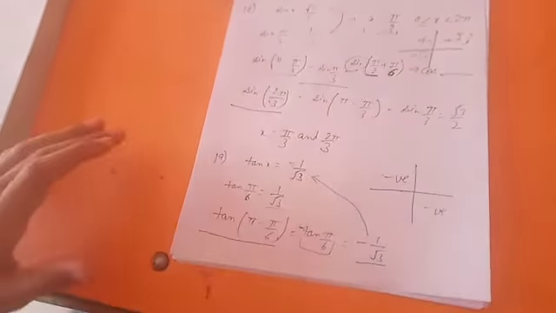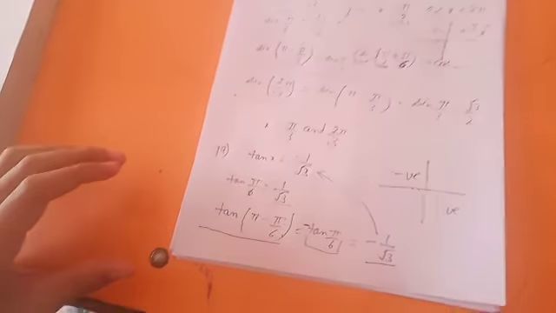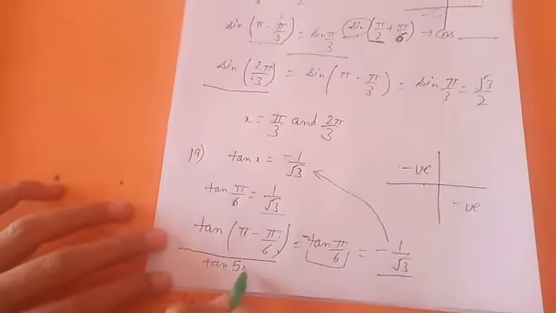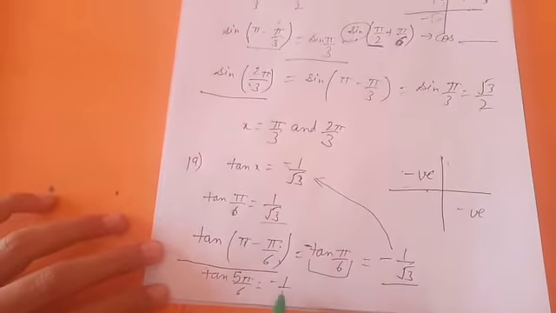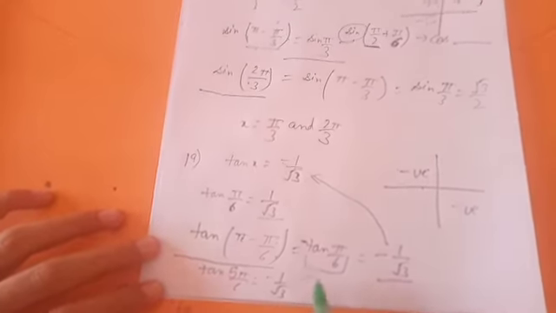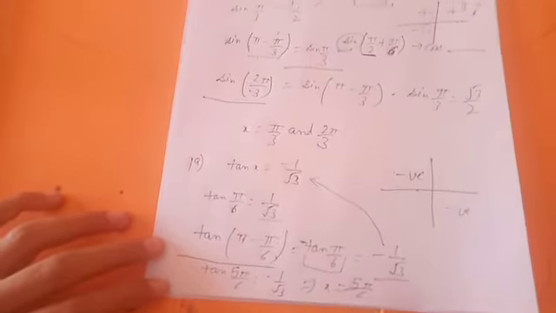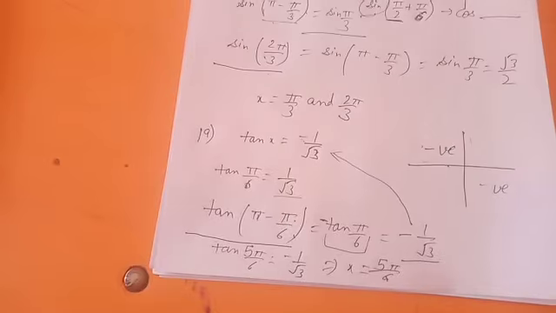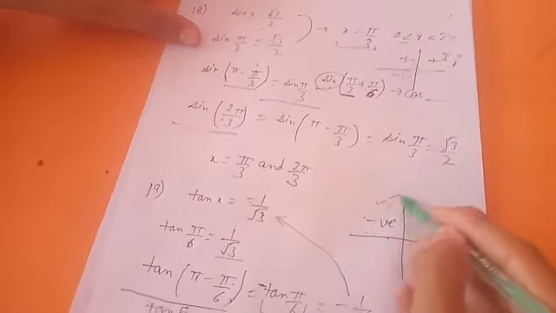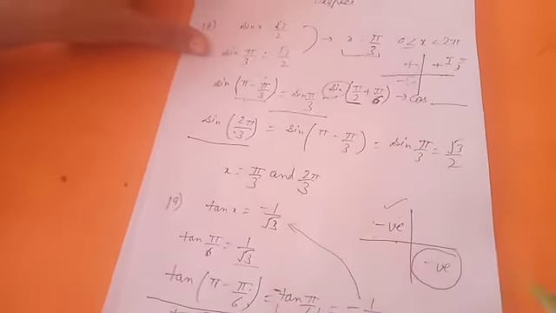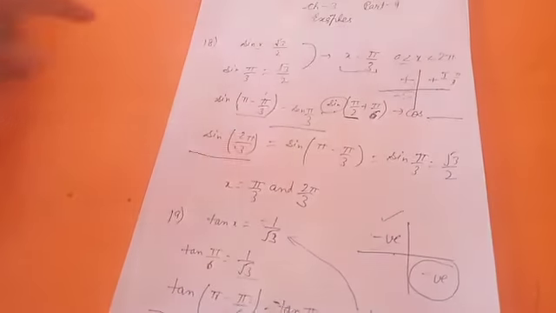And what is pi minus pi by 6? Pi minus pi by 6 is 5 pi by 6. Means tangent 5 pi by 6 is equal to minus 1 by root 3. From here what do I get? That x value is 5 pi by 6. Okay, so one value we have got. Now it lies in the second quadrant. So this is done. Now I find a value for which tangent lies in the fourth quadrant, and our answer is minus 1 by root 3.